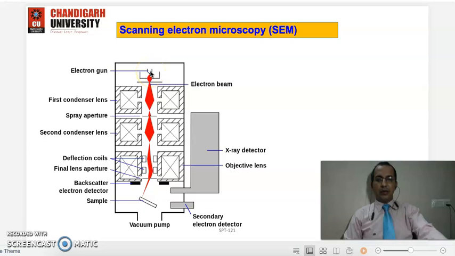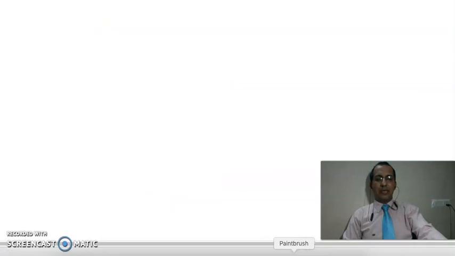I already told you that the electrons are emitted from the electron gun, and then you have the sample, and in between you have the optics. Most of the time, the main aim of the optics is to deflect the trajectories of the electron beam. Let me try to make it a bit clearer with the help of this simple explanation.